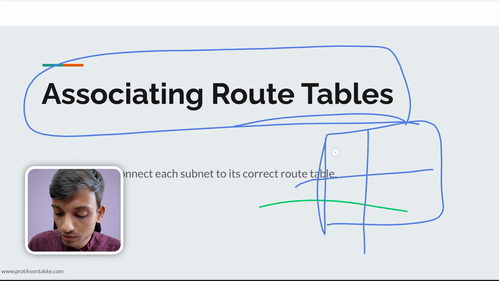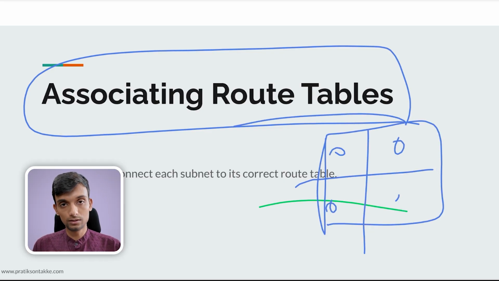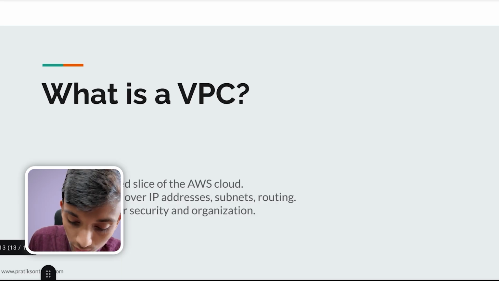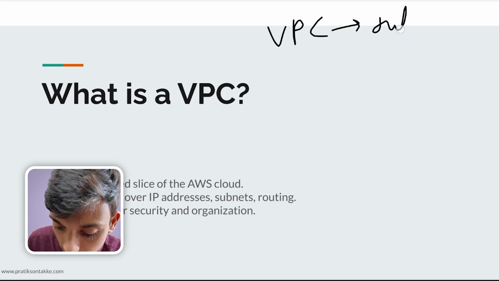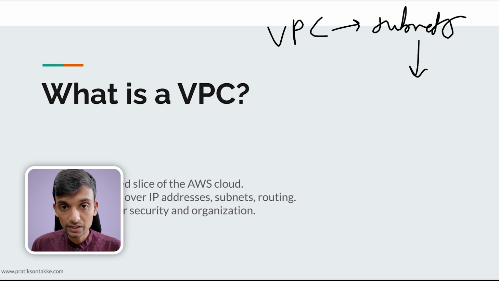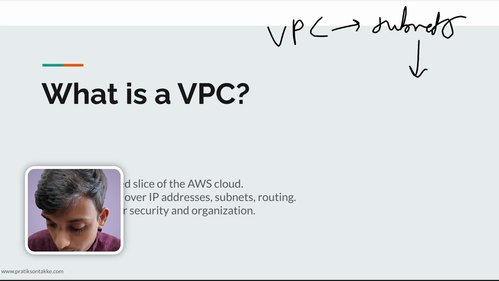Associating route table: each and every subnet is associated with at least one route table, because the route table is a pathway designer. What's our flow, right? Today first we are going to build the VPC, then we are going to build the subnet, and configure the VPC with the external world, that means IGW.